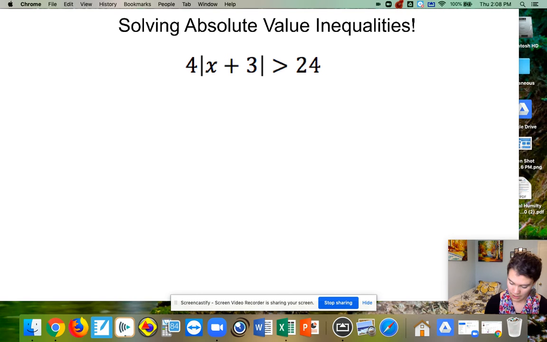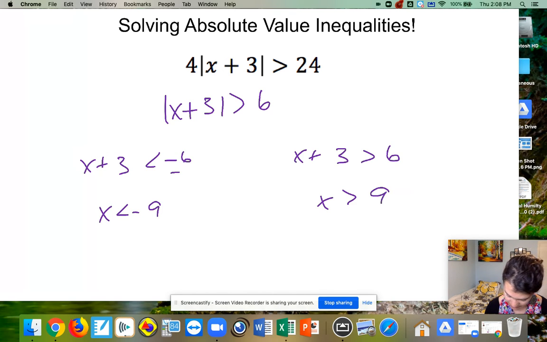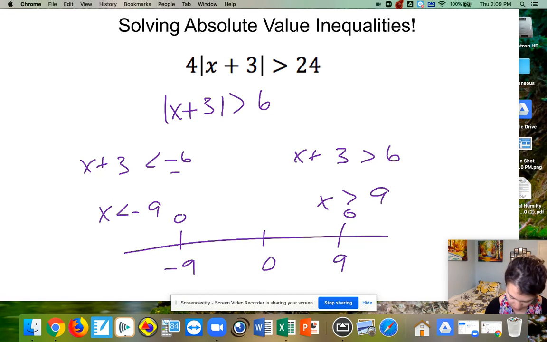All right. Now we got to get our absolute value by itself again. So divide by 4 first. We have x plus 3 is greater than 6, and now you can break it up. So x plus 3 is less than negative 6, and x plus 3 is greater than 6. Again, negative 6, we need to flip the inequality. So then x is less than negative 9, x is greater than positive 9. Graph this, negative 9, positive 9, 0. Open circles on both. So that's the graph we get.